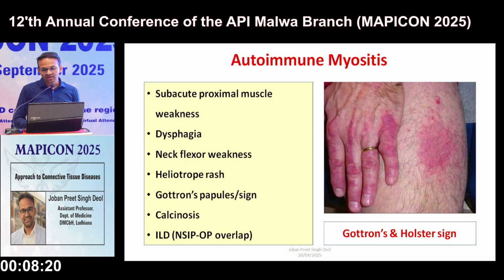So this is the Gottron's rash which you can see in this patient. There is a macular erythema involving the fingers, and this is the holster sign. Holster is basically a leather case which is used to keep the gun, and it is tied to the belt. So this is the holster area. It is over the lateral aspect of the thigh. So this patient has both of these rashes, again seen in patients with autoimmune myositis.